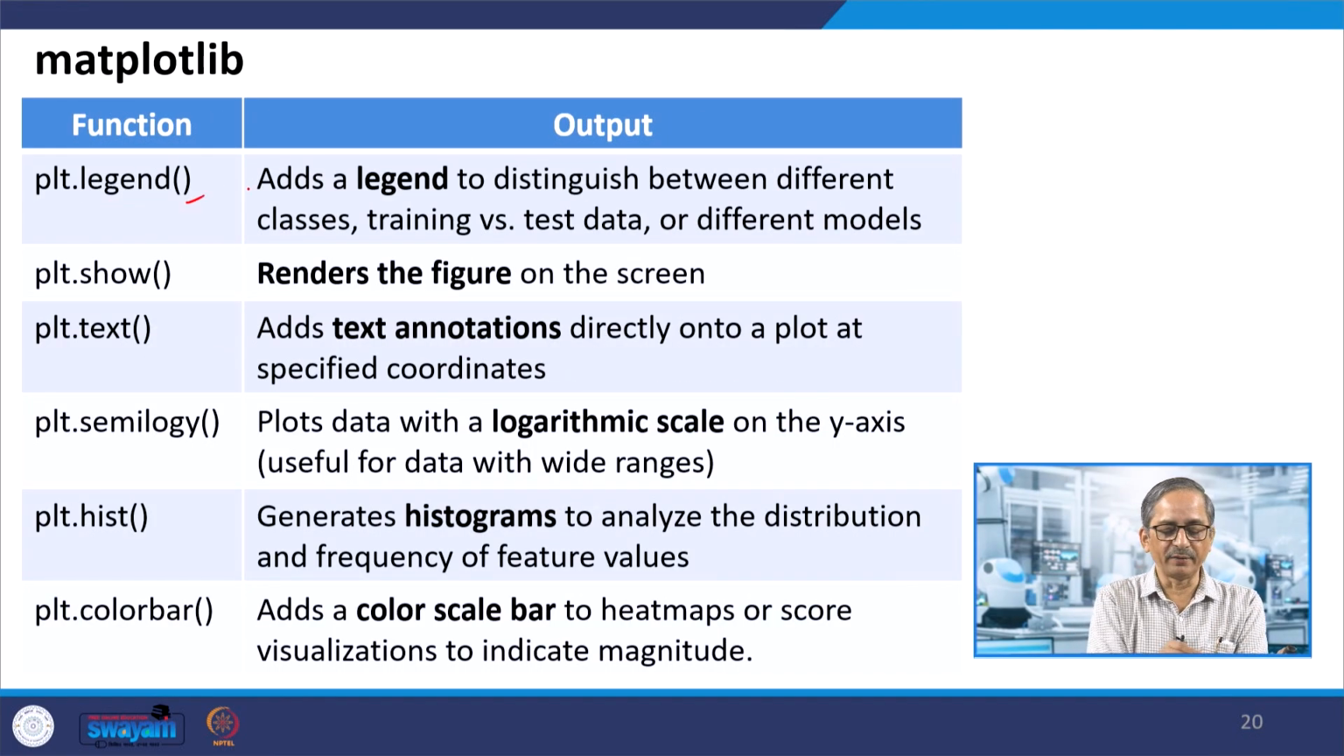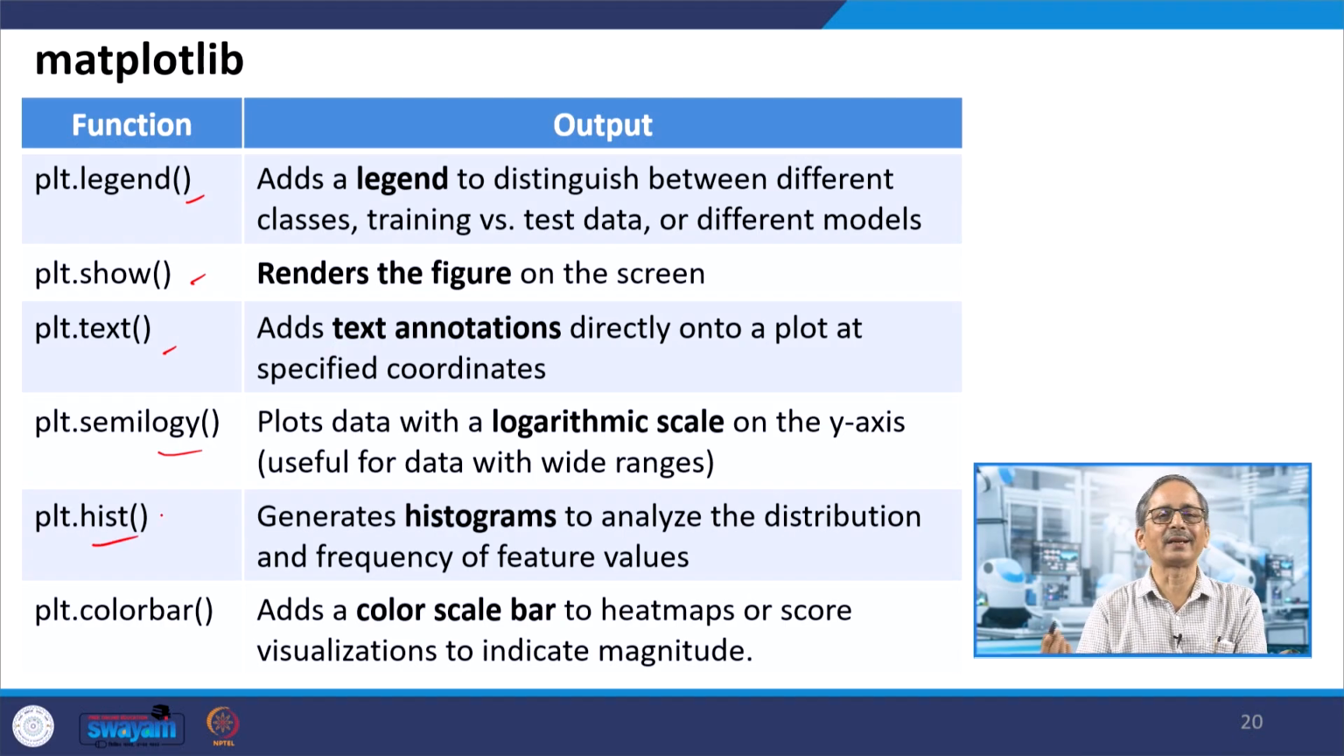Then dot legend we can use to give the legend, to distinguish between different classes, say training versus test data and so on. Then dot show to render the figure on the screen when we want to see the figure. Then dot text, add text annotation directly on the plot at a specific coordinate. Dot semi-log, plot data with a logarithmic scale on the y-axis. If your data is having very wide range, then we can do that.